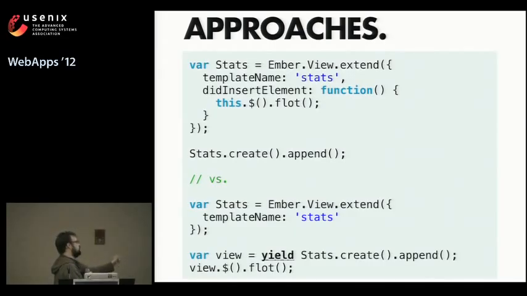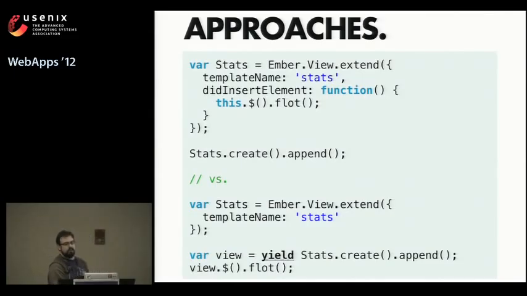I didn't talk about yield yet. I'll talk about it soon. So we have an object, which is an Ember view, and inside of it we have a callback which says this view was inserted into the DOM. And then we do something. In this case, we call float. And that is one way to do it.